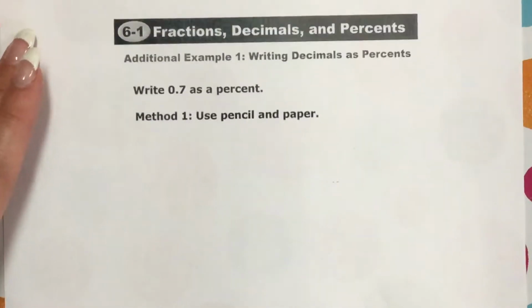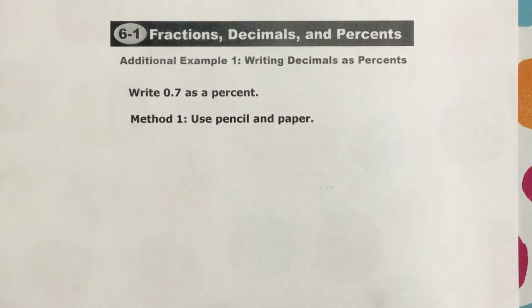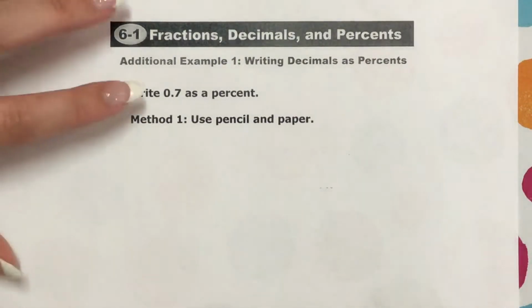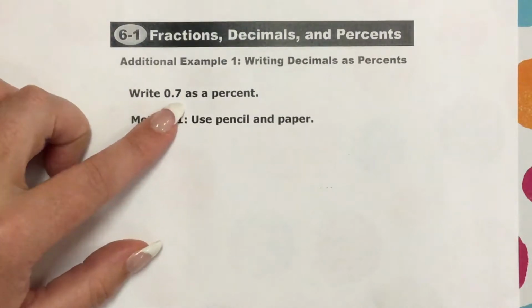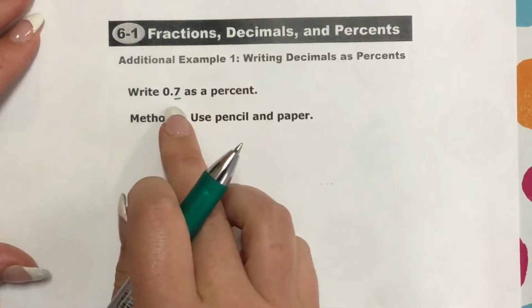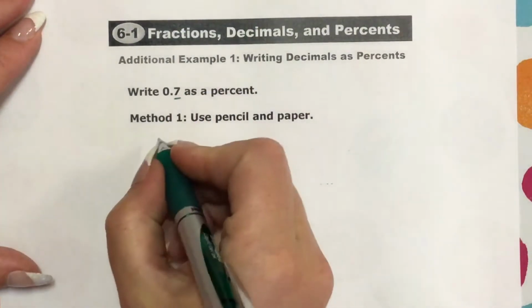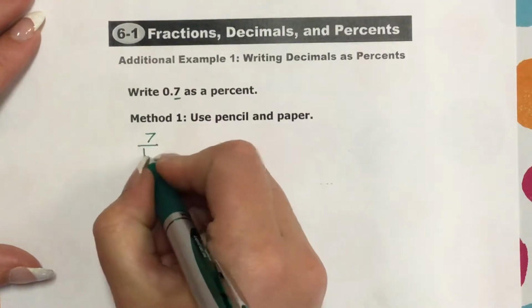So the first method, we have 0.7. We're going to write that as a percent. So what we know about 0.7, this is the same thing as the tenths place right here. So we can rewrite this as a fraction as 7/10. So I'm just going to go ahead and write that 7/10.